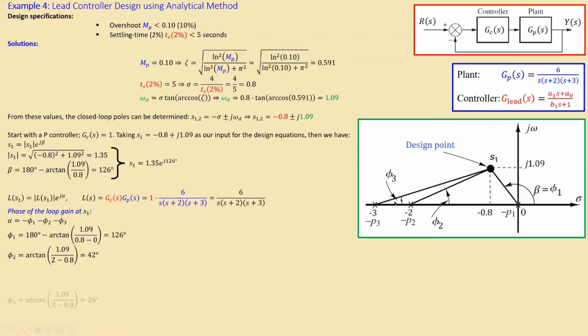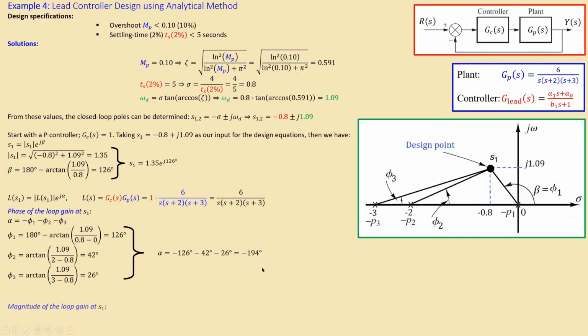Now for phi 3 in a similar form, you will again use this triangle with a right angle here. You will have a height of 1.09. That is exactly the same as before, but the distance is now 3 minus 0.8, which is shown here, and then we'll get 26 degrees. Now if you collect those angles together for alpha, you will have the following expression that will result in a total angle contribution at S1 for the loop transfer function of minus 194 degrees.